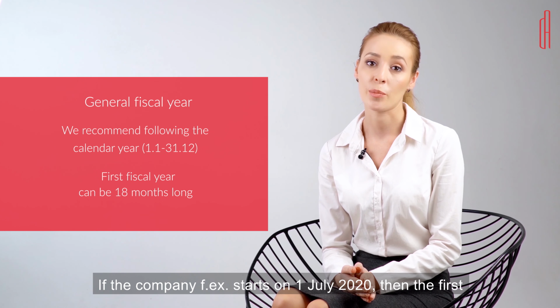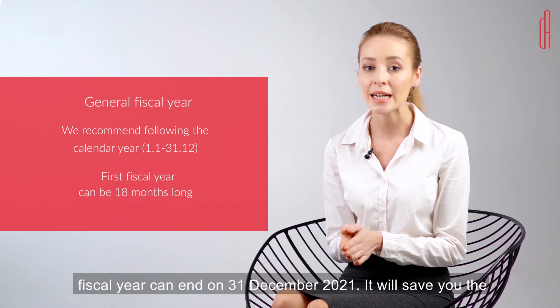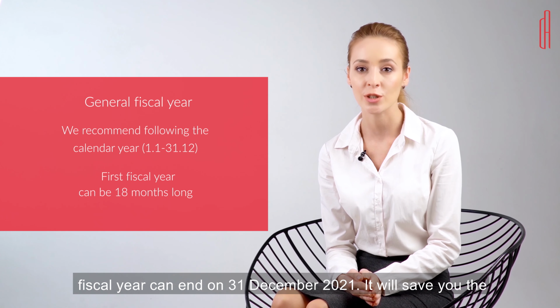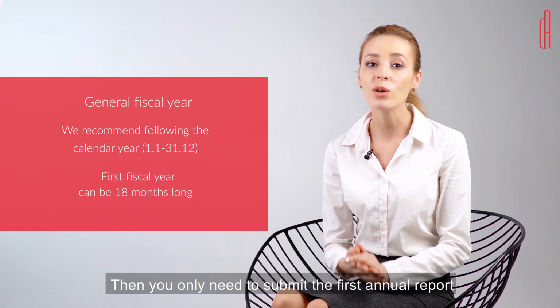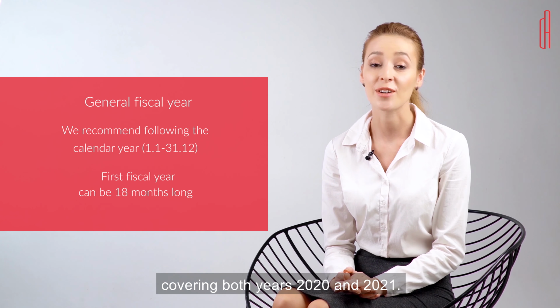If the company, for example, starts on July 1st, 2020, then the first fiscal year can end on December 31st, 2021. It will save you the cost of an annual report for 2020 if you use the long fiscal year that lasts 18 months. Then you only need to submit the first annual report covering both years, 2020 and 2021.